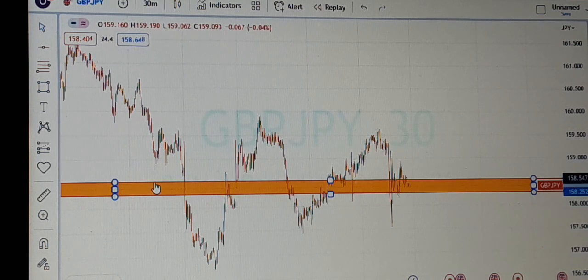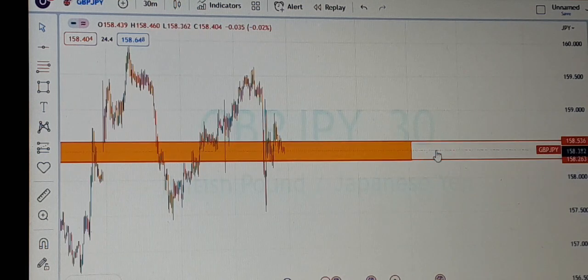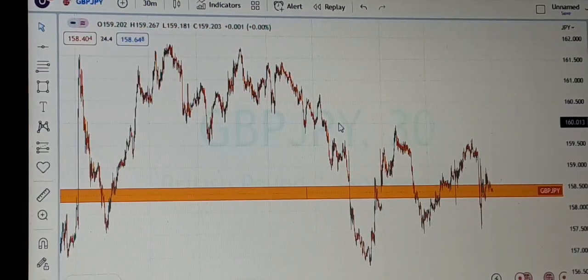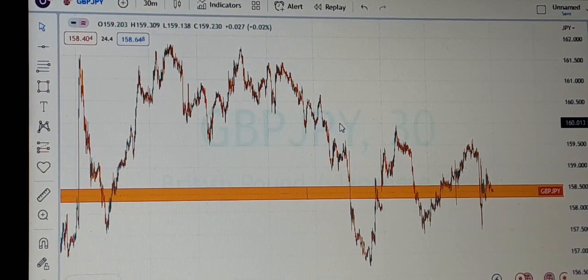Then you remove those trend lines. You remove the trend lines to remain with your zone. Is this a good 30 minutes zonal chart? It's a very, very good zonal chart.